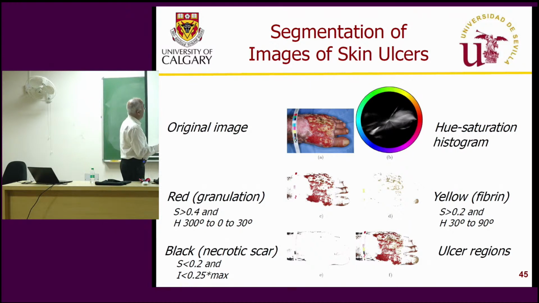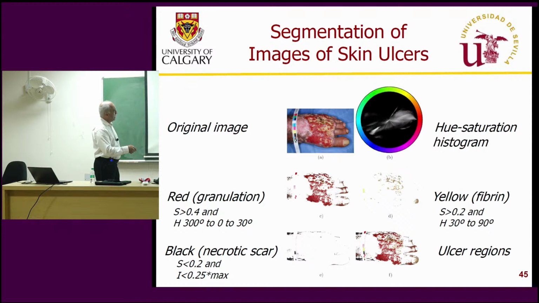So this is the color histogram, including the blue background and everything. Hue saturation histogram. Red is here, yellow is there, and so on. And for blue, there is a large number of pixels here from the background cloth. So segmentation of red, what is called the granulation tissue: saturation more than 0.4 and hue 300 degrees to 0 to 30 degrees. So we put a 60-degree band there, and that's what we get.